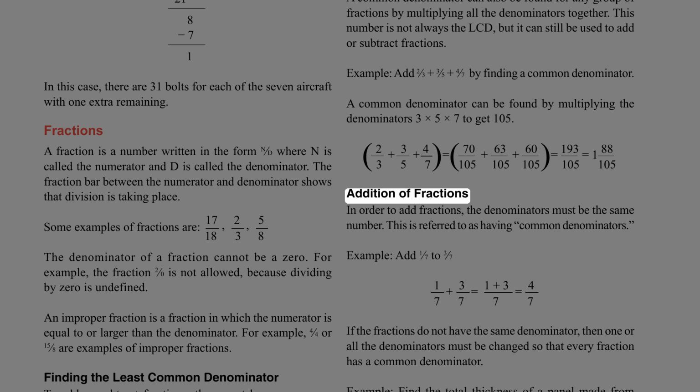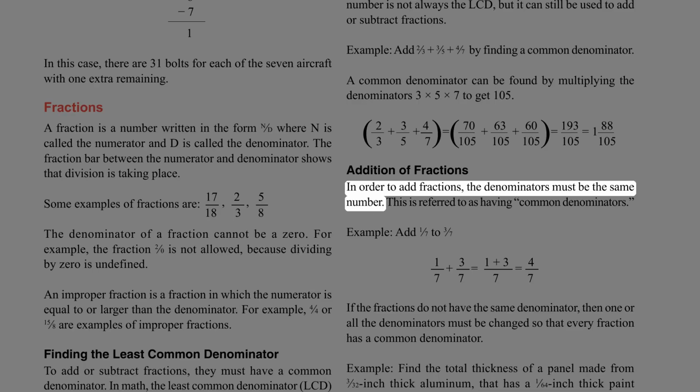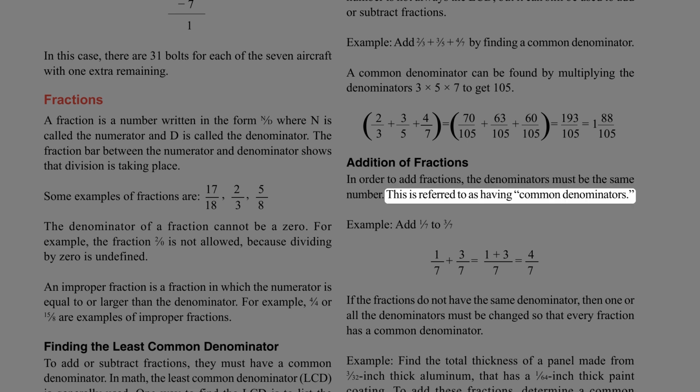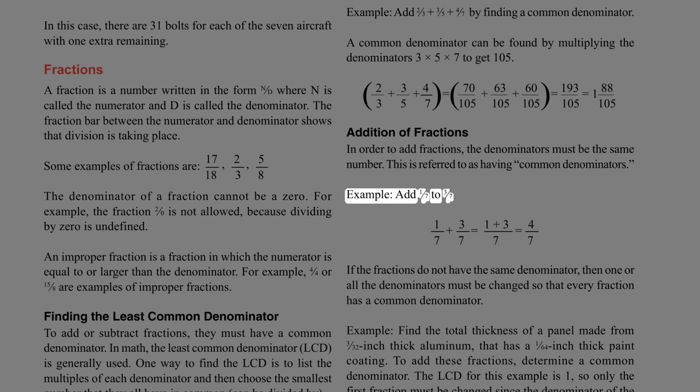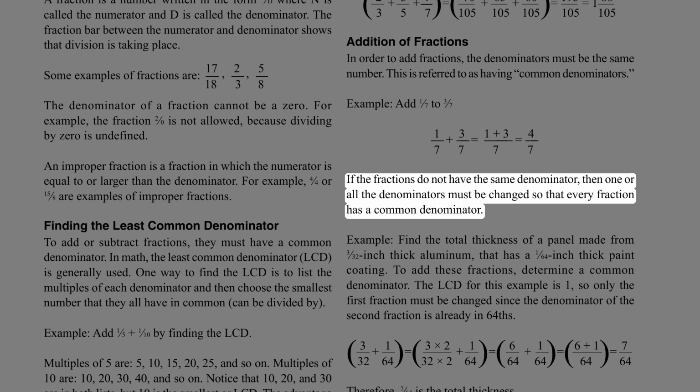Addition of fractions. In order to add fractions, the denominators must be the same number. This is referred to as having common denominators. Example: add 1/7 to 3/7. If the fractions do not have the same denominator, then one or all the denominators must be changed so that every fraction has a common denominator.